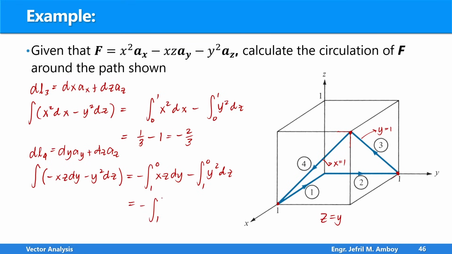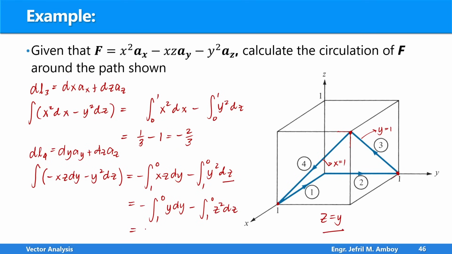Integral from 1 to 0 of y dy minus the integral from 1 to 0 of. So let's do the same for y squared dz. Here, the variable of integration is z. Thus, we need to express y in terms of z. Again, what is the relationship between y and z? Again, z is equal to y. That's why we can replace y with z. So this becomes z squared dz.